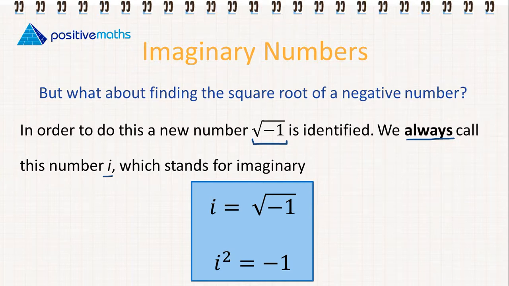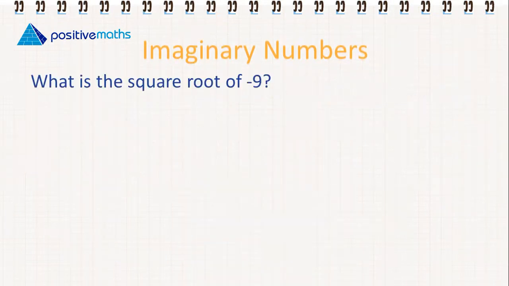So we might ask, why do we even have imaginary numbers? It is to find the square root of a negative number. So let's look at an example. What is the square root of minus 9?